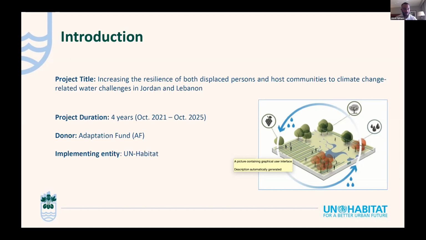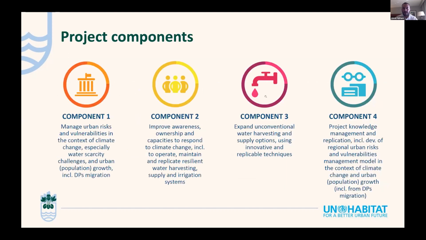Implementing entity, as you all know, is UN Habitat Jordan. And what we have is 4 components to the project. The first component and the fourth are quite connected together, and the second and third are also connected.